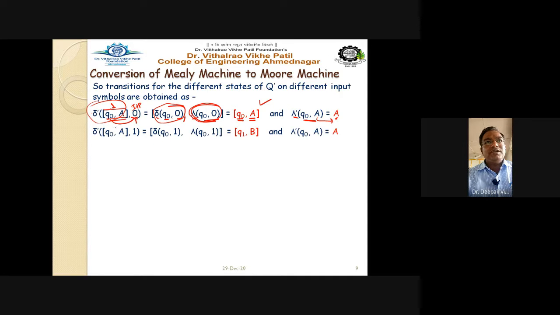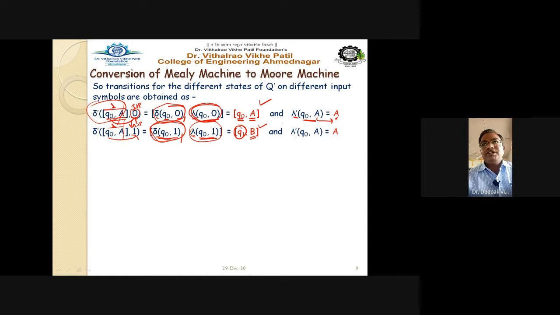So next is δ'([Q0, A], 1). Take the same state again, the state number 1 again, and now change the input symbol. Initially it is 0, now it is changed to 1. So δ(Q0, 1). Q0 and 1, this one you have to take here, and do not take this A. λ(Q0, 1): the answer of this transition δ(Q0, 1) goes to Q1 state from the given diagram or the table, and the output of (Q0, 1) is equal to capital B. So this is the transition, and the next is the output we have to find out.